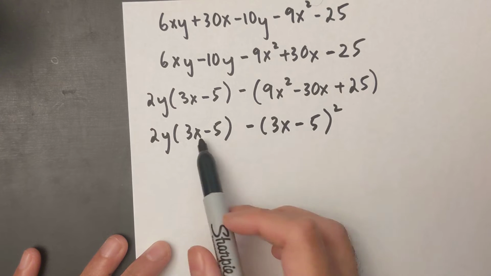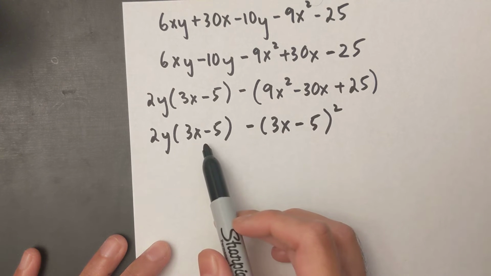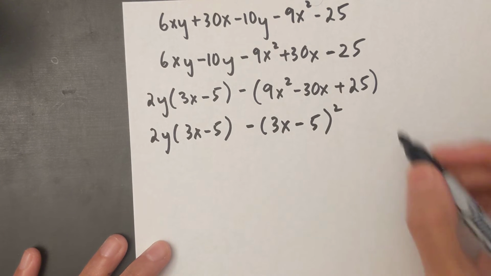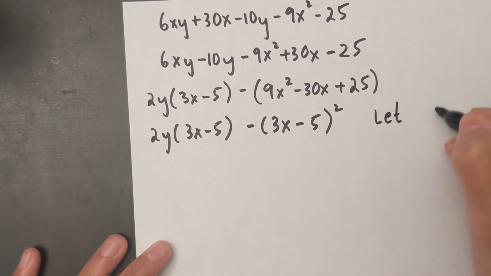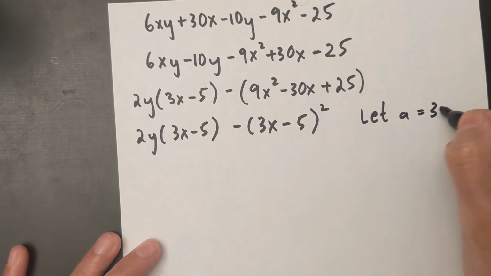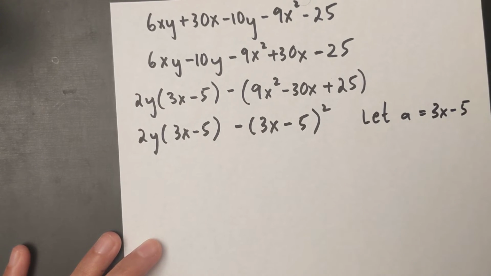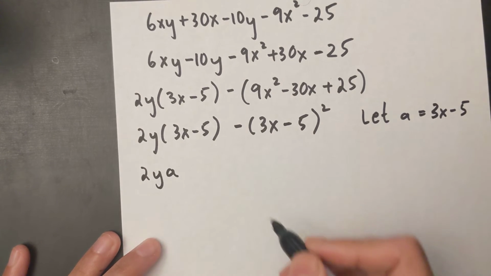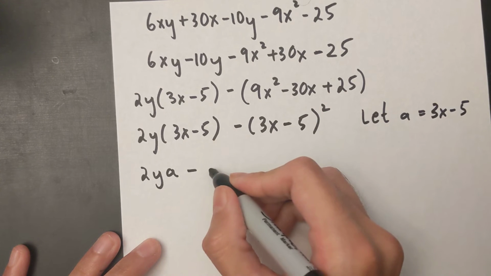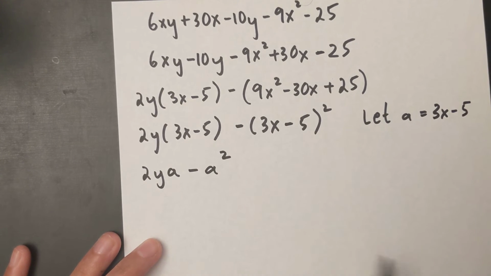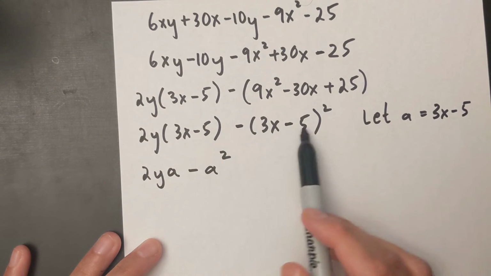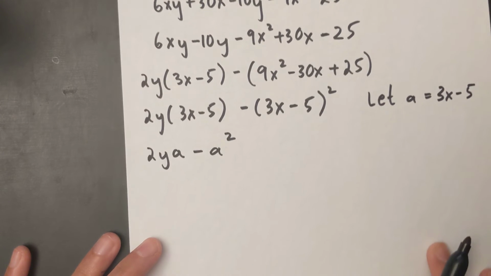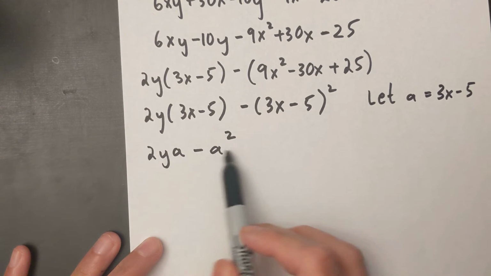Now we can common factor out this bracket here, but maybe it's a bit hard for some of you to do that. So let's do a substitution. Let a equal 3x minus 5. So I have 2ya minus a squared. I've just replaced the 3x minus 5's with my a. It's going to make this factoring a lot easier now.